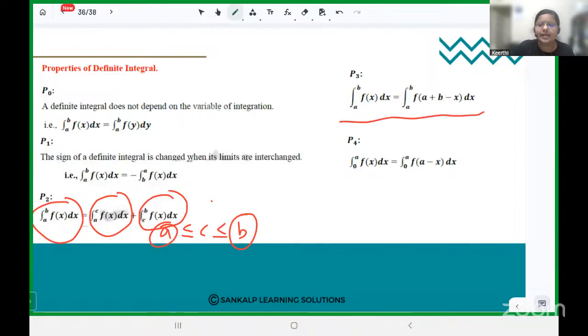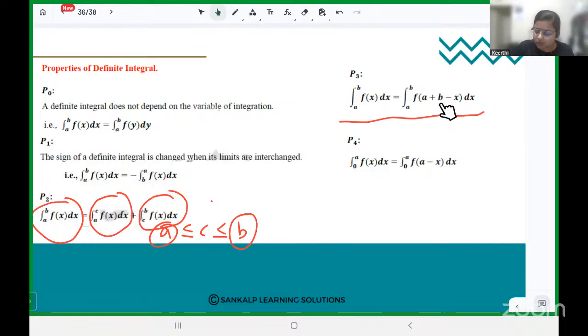Okay, now moving on to the fourth property. This is integral a to b f of x dx is equal to integral a to b f of a plus b minus x dx. Here a and b are the lower limit and the upper limit. So if you are asked to find integral a to b f of x dx, the result is the same as integral a to b f of a plus b minus x into dx.